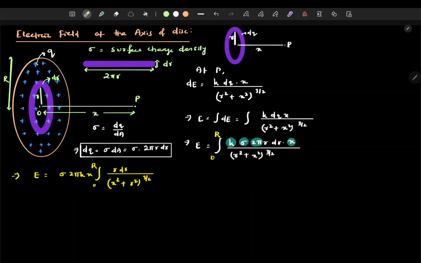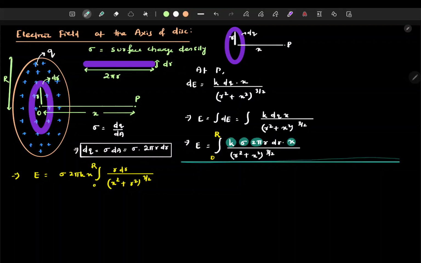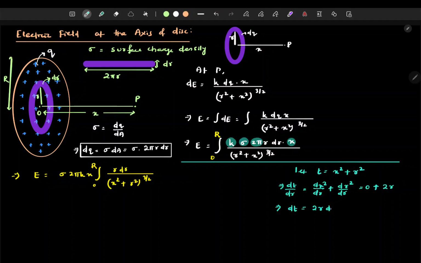Yes, so how to do the integration? That is the main thing. So listen to this. Let t equal x square plus r square. So what is the value of dt by dr? dt by dr with respect to small r is d x square by dr plus d small r square by dr. With respect to small r, what is the derivative of x square? 0, differentiation is 0. Then d small r square by d small r will be 2r. So dt is equal to 2r dr.